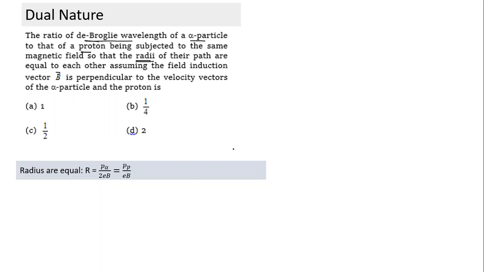The radius of a charged particle moving is equal to mv by qB, which is momentum by qB. We are interested in momentum only to find de Broglie wavelength. So for the alpha particle, P alpha divided by the charge of the alpha particle into B. For the second, a proton, the momentum of the proton divided by the charge of a proton, which is e into B. This is what is given. What we need to find is the ratio of lambda, and lambda is inversely proportional to momentum. So this is P alpha by P proton. Very simple question.